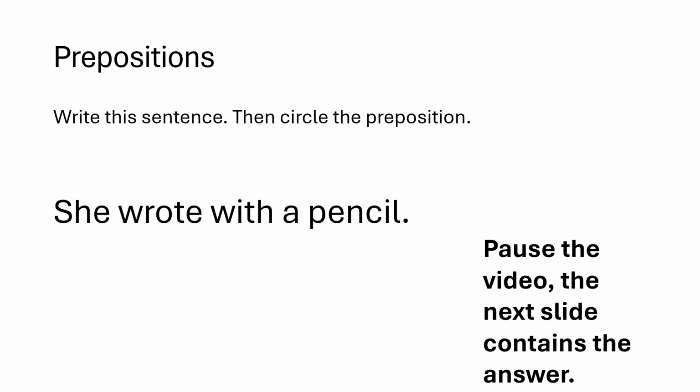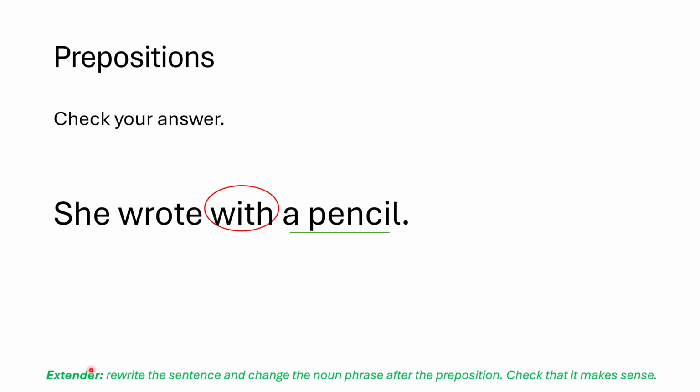Write this sentence, then circle the preposition. She wrote with a pencil. Pause the video. The next slide contains the answer. Check your answer. She wrote with a pencil. The preposition is with. Here is an extender for anybody who would like a challenge.